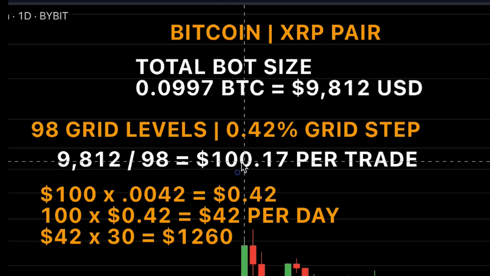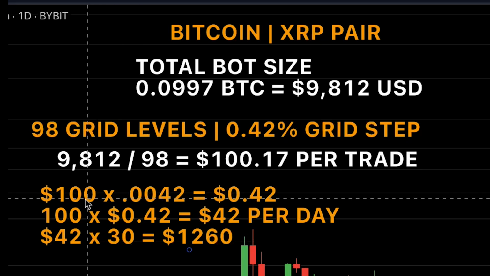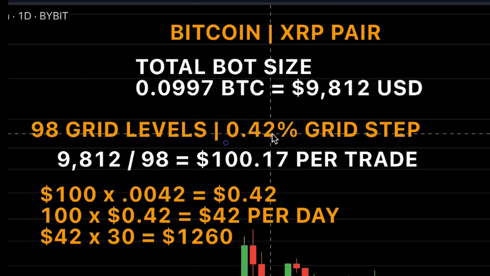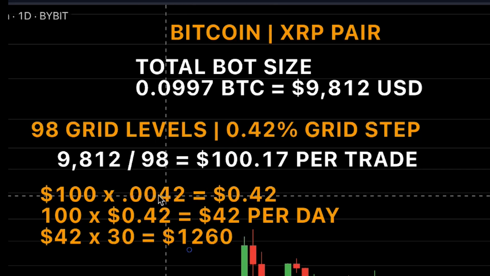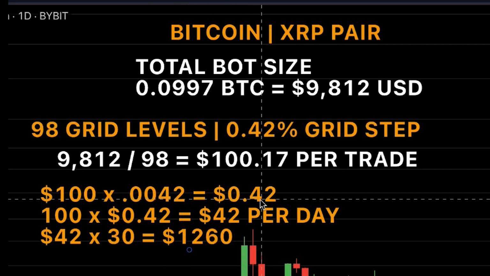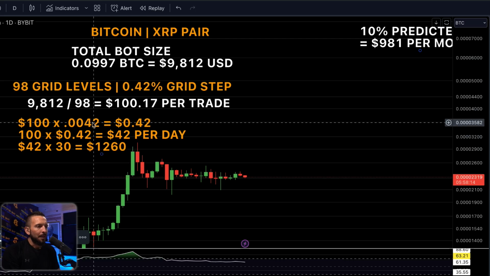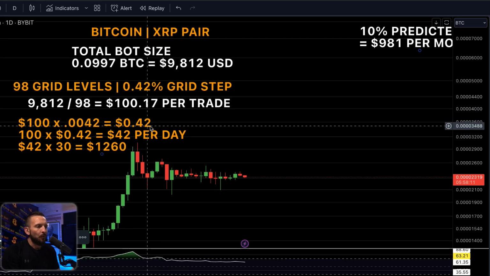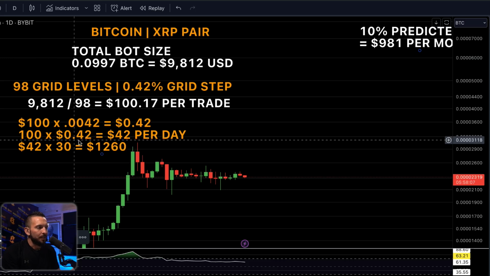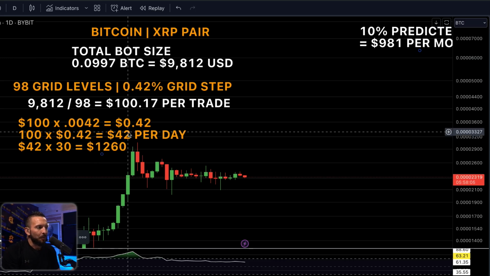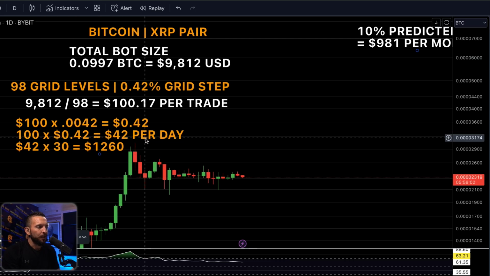So when we have $9,812 of our total bot value, we have 98 grid levels. That means our bot's going to be trading $100.17 per trade, but we're just going to round to keep it simple. So we're going to say 100 times 0.0042, which is your 0.42% grid levels. This is how often your bot is going to trade. It's going to make about 42 cents per trade. Now, when it's getting that profit, it is getting paid 42 cents in Bitcoin per trade. So if this bot does 100 trades a day and it makes 42 cents profit per trade, that's going to be roughly $42 per day that this bot will be able to generate you in passive income.